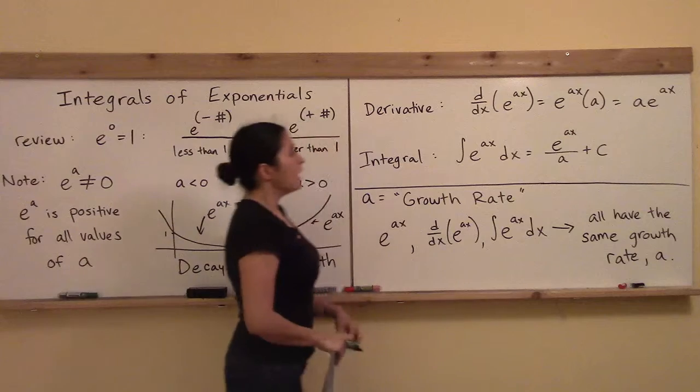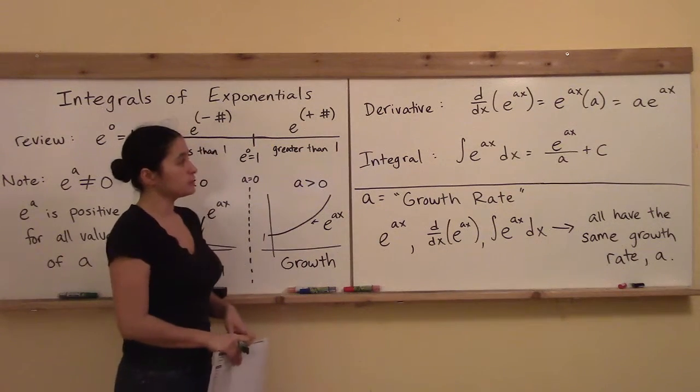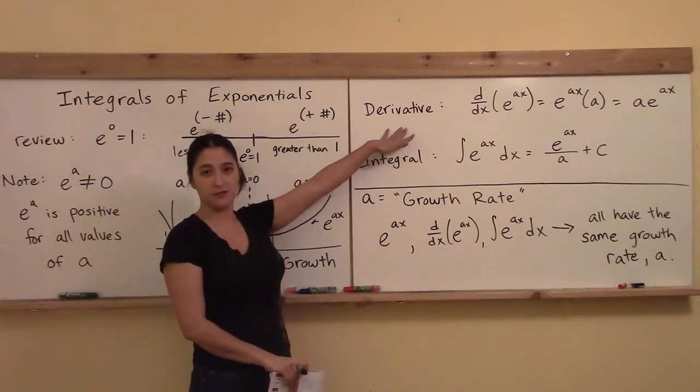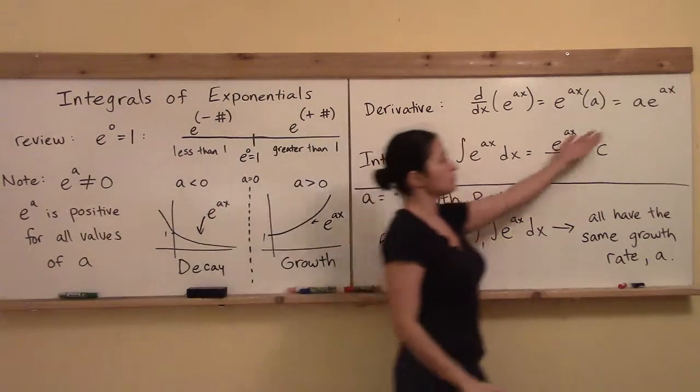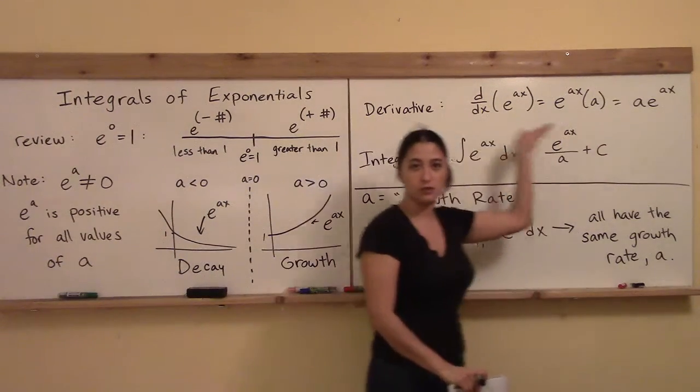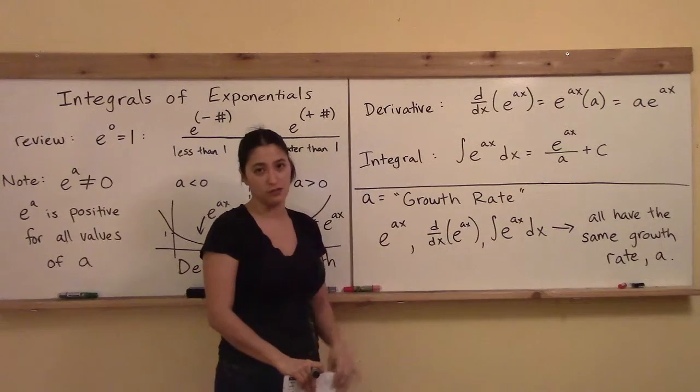Okay? But that's on the total function, of course. The thing is, the derivative of a function of the type e to the x is also of the form e to the x. So the derivative of an exponential is another exponential.